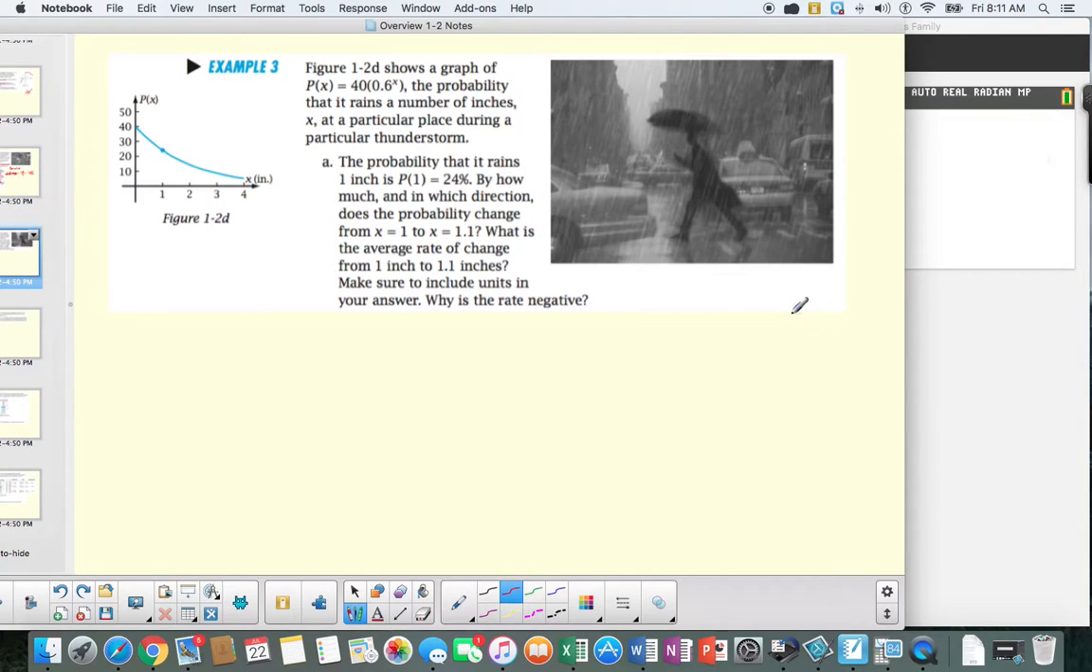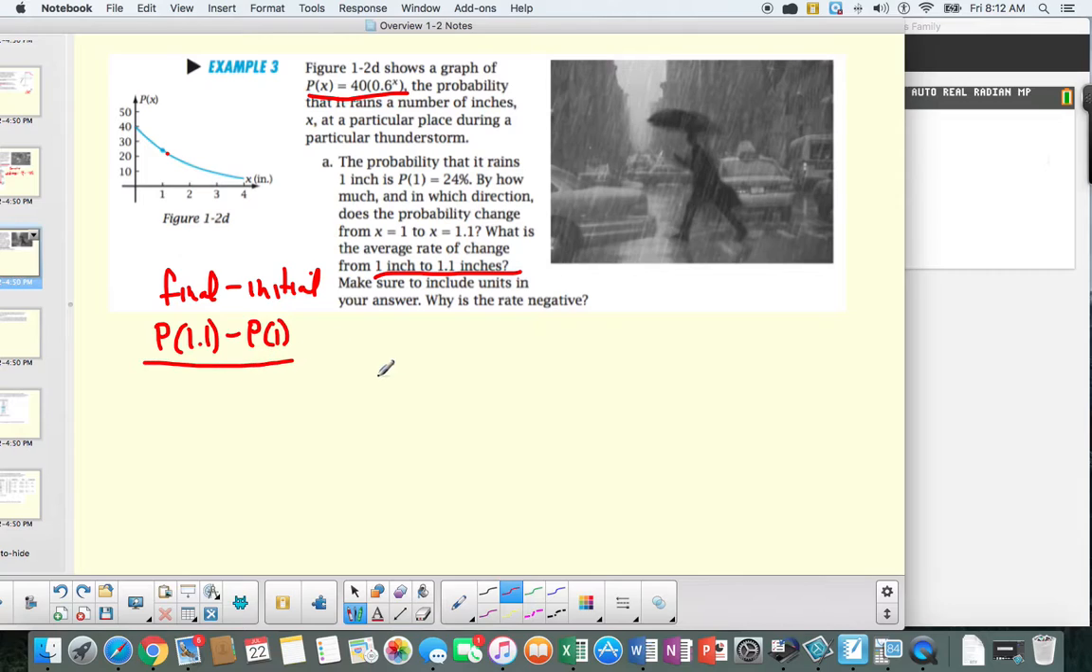All right, let's take a look at a function. This shows a graph, and using the function, we are going to estimate the instantaneous rate of change from 1 inch to 1.1 inch. All right, so what we're going to do is take P of 1.1, which is the final, minus P sub 1, which is the initial, and that's the change in the output over the change in the input.